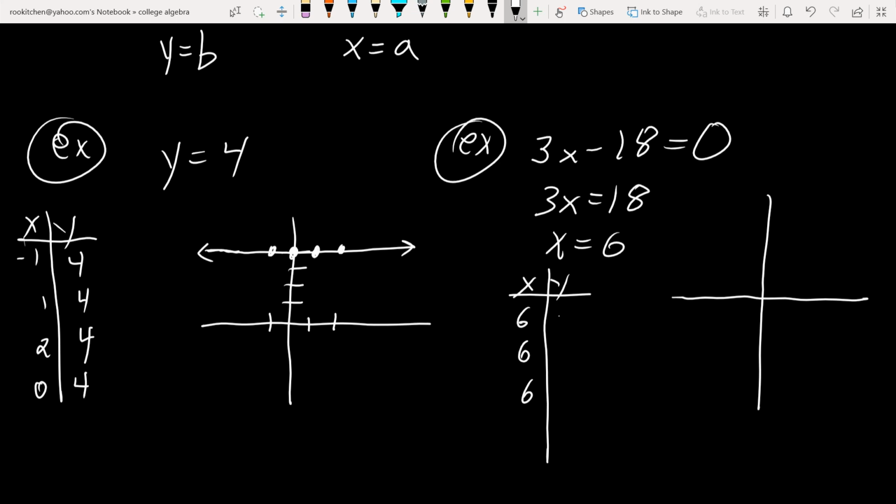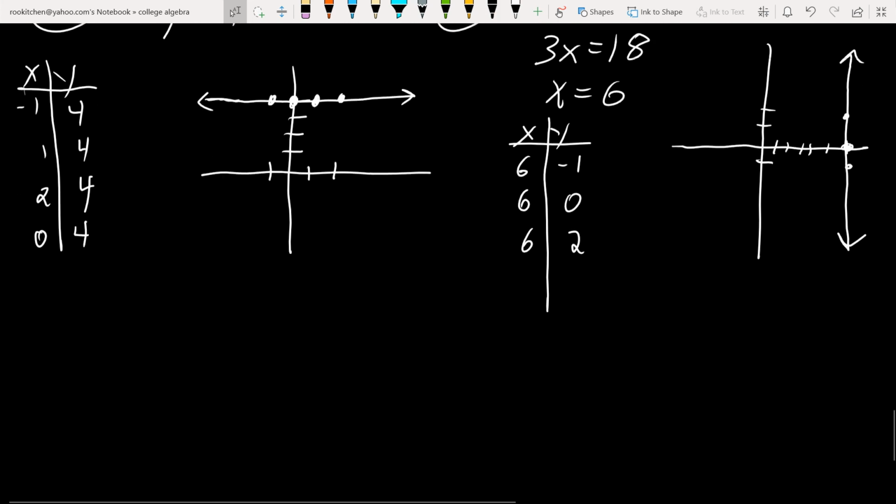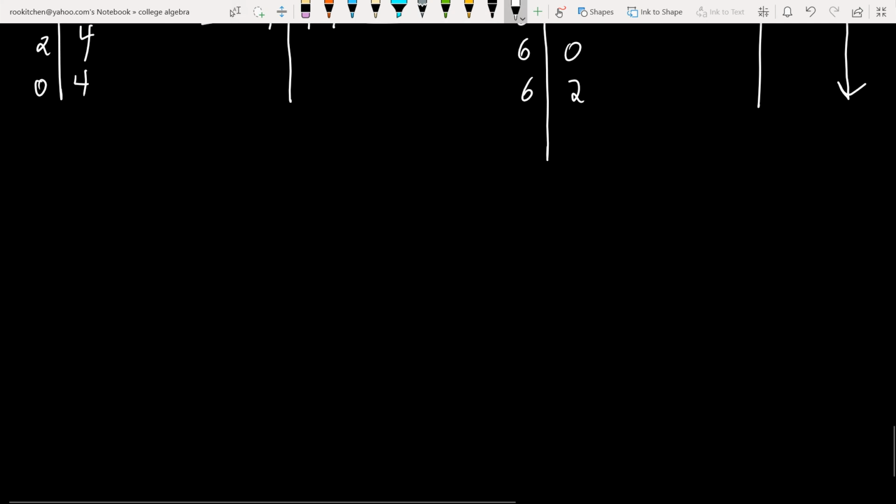So we'll say, let's do negative 1, 0, 2, right? 6, negative 1, 6, 0, and then 6, 2. So you get some points, and all you have to do then is connect them. Oh yeah, lo and behold, it's a vertical line. Okay, so however you remember it, it's kind of like remembering your left from your right.